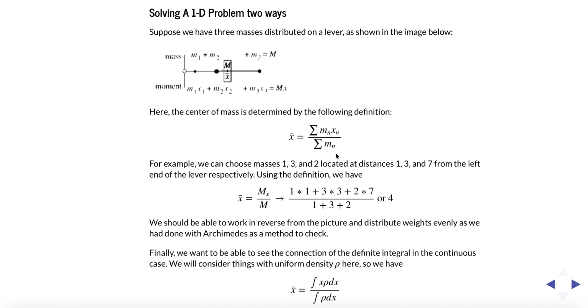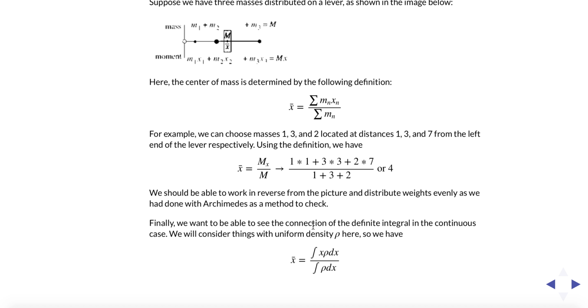So that's the finite case, the discrete case. If we had a continuous rod of some uniform density, then what replaces our masses is that density in the terms, and instead of the summation, we have an integral.